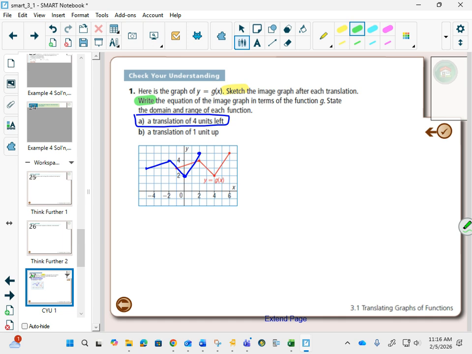Another thing I'm going to point out as we do stuff is that there is key language in a question that's easy to miss, okay? I'm going to show you how to do this, and you'll go, okay, that makes sense. And then you're going to get to a test and put up your hand and say, what does this mean? Because it makes sense when I do it, because I tell you what it means, but you need to know what it means when they say, write the equation of the image graph in terms of the function g. In particular, I'm going to double line this part here.